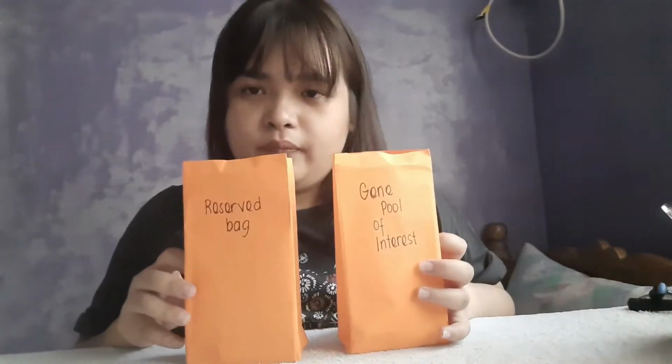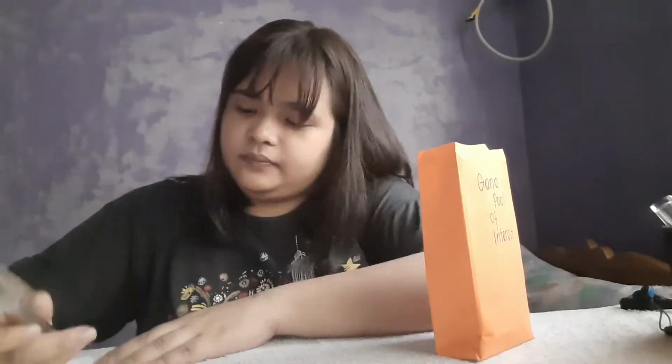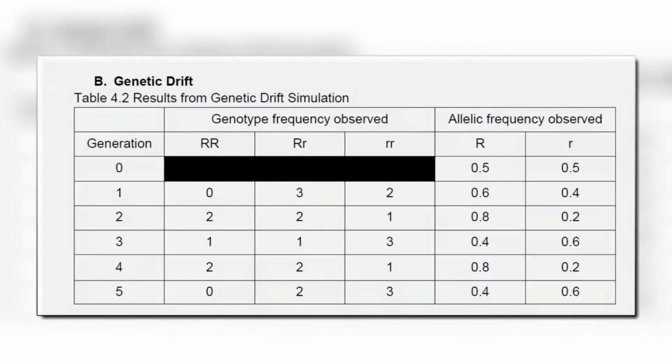Number 5. We then adjusted the allele frequency in the bag to match the allele frequency we just calculated for this generation. Finally, we repeated this for 5 generations, each time calculating our allele frequencies and then adjusting the bag. This is what we came up with.